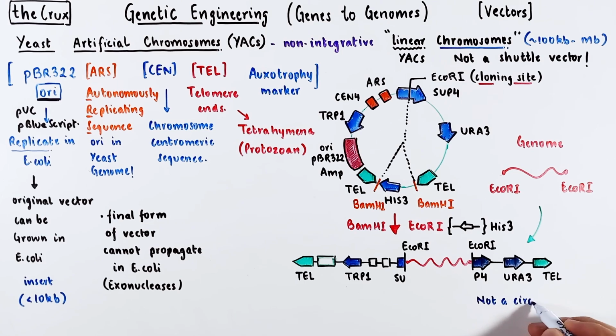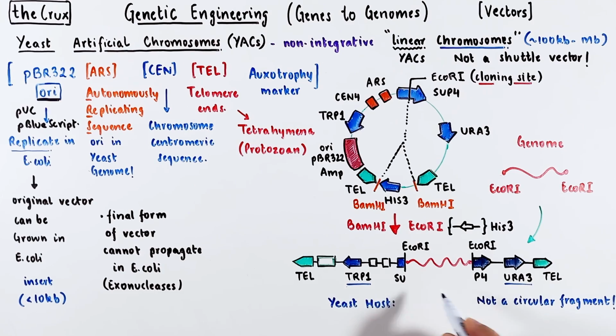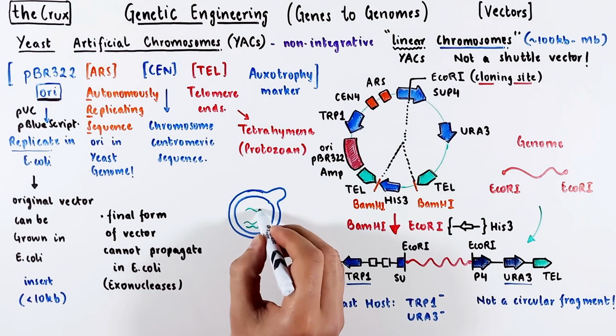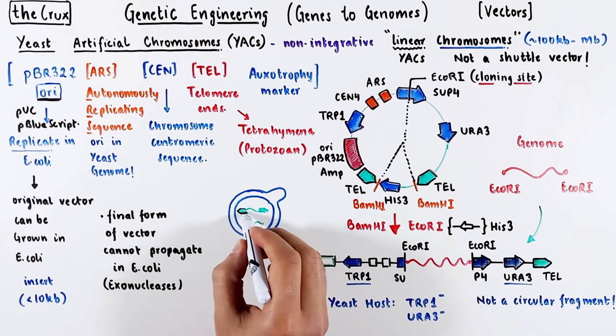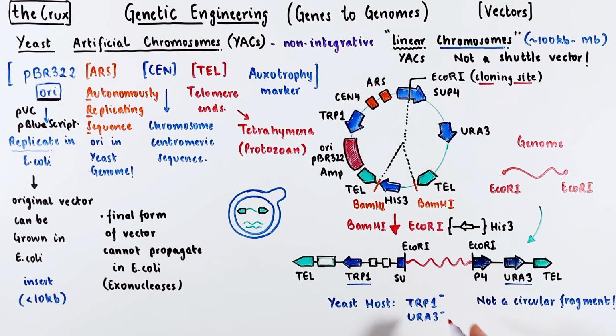This final vector is not a circular fragment. The final vector has 2 markers, which means that the host must have 2 mutated genes. That way, the final yeast will have 1 large fragment complementing 2 mutations. Let's talk about this split SUP4.